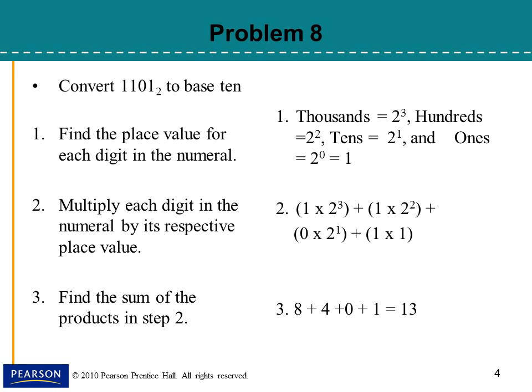When we multiply each digit by its respective place value, we have to go by order of operations: first the exponents, then multiply. So 2 to the third gives you 8. 1 times 8 is 8. 2 to the second power is 4, and 1 times 4 is 4. 0 times 2 to the first is 0. 1 times 1 is 1. When you add all this up, you get 13 base 10.